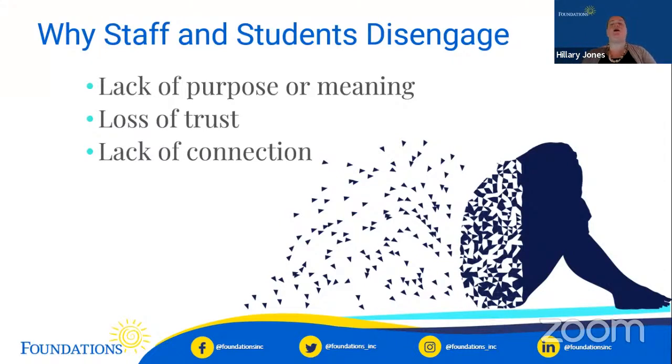So some things to think about are, one, the lack of purpose or meaning. It's when people feel disconnected from the work, when they're doing something that feels meaningless or doesn't seem to have any value to them. The second reason would be a loss of trust. Another reason that students and staff disengage is this loss of trust, when they don't believe or experience support from their leaders, where they feel like they're alone. And as a result, they're going to disengage from the organization.